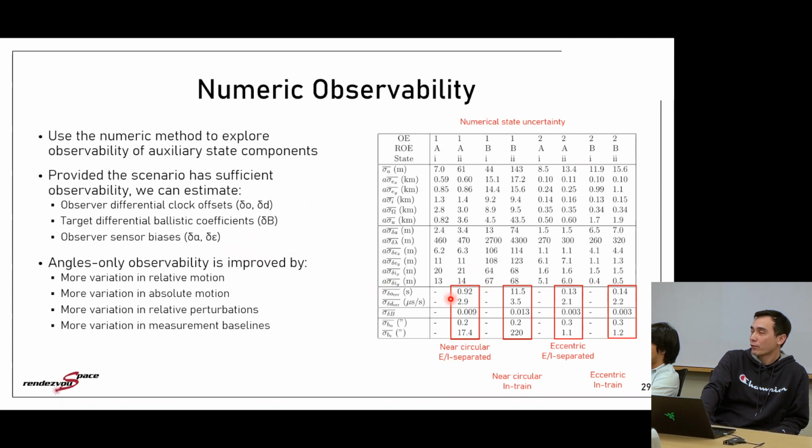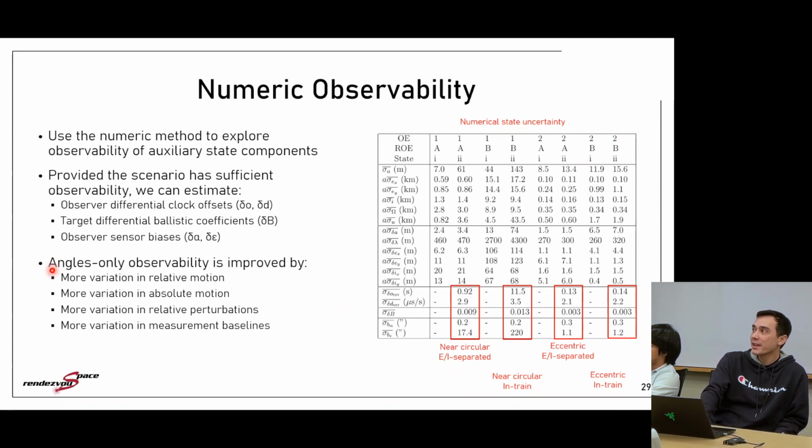You'll notice that the uncertainties are larger for these 2 on the left than these 2 on the right. This is because on the left we have a near circular orbit, and on the right we have an eccentric orbit, and it turns out eccentricity really helps with our angles-only observability. So we can estimate all of these extra state components simultaneously with our orbit states as well, but only provided we have sufficient observability in the absolute and relative orbits to enable that.